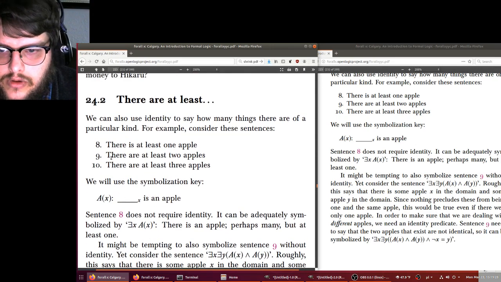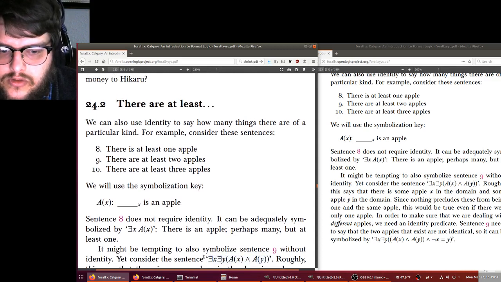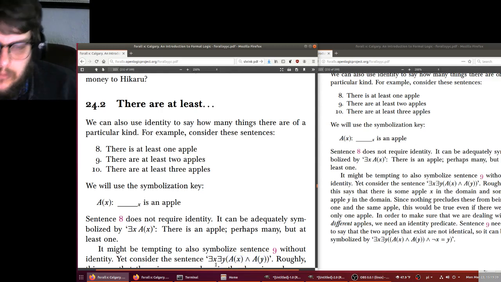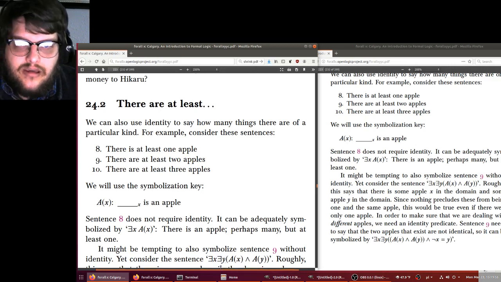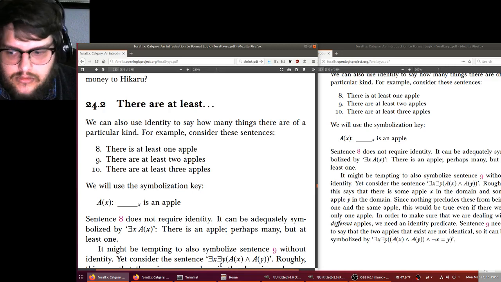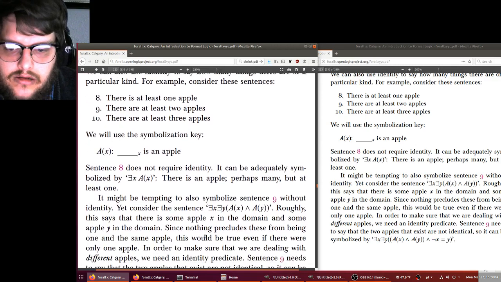Now, the second one, there are at least 2. The book rightly says the natural thing to want to do is this: there exists X, there exists Y, AX and AY. The problem is that existential is such a weak operator, there's nothing in here preventing the Y that you say exists from being the X, you see? X and Y could be different names for the same object, the same apple. So this is where equality will come in and throw that out.